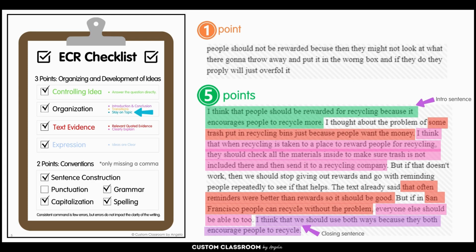And then they also get their other 2 points for the conventions because they're only missing a comma. And so they just have that one punctuation error that is not impacting the clarity of their writing.